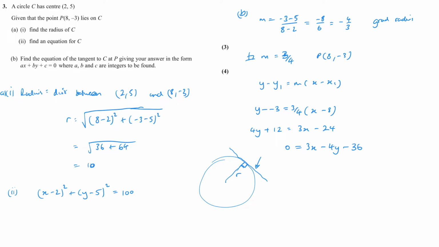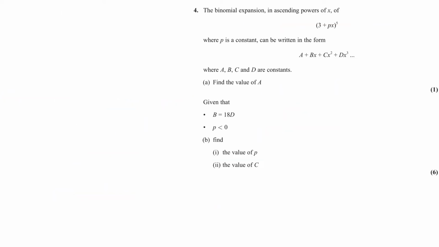Okay, right, let's get on to the next question. Okay, binomial expansion. So first things first. Right, find the value of a. A is the constant here, with no x's in it, so it's 3 to the power 5. So part A is 3 to the power 5, which is 243. Okay, so there's that bit then.